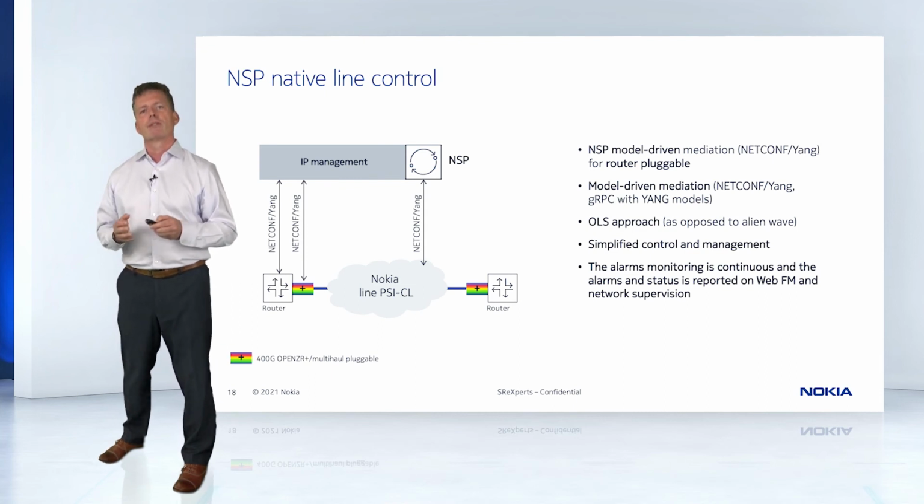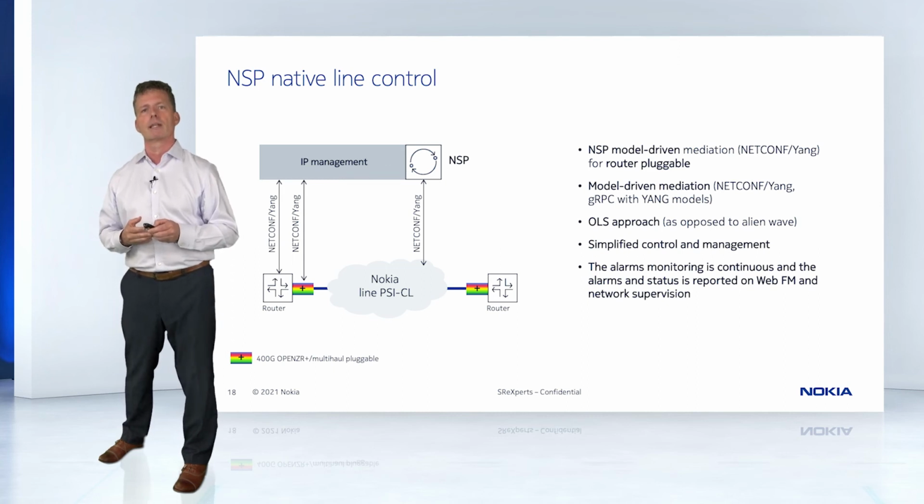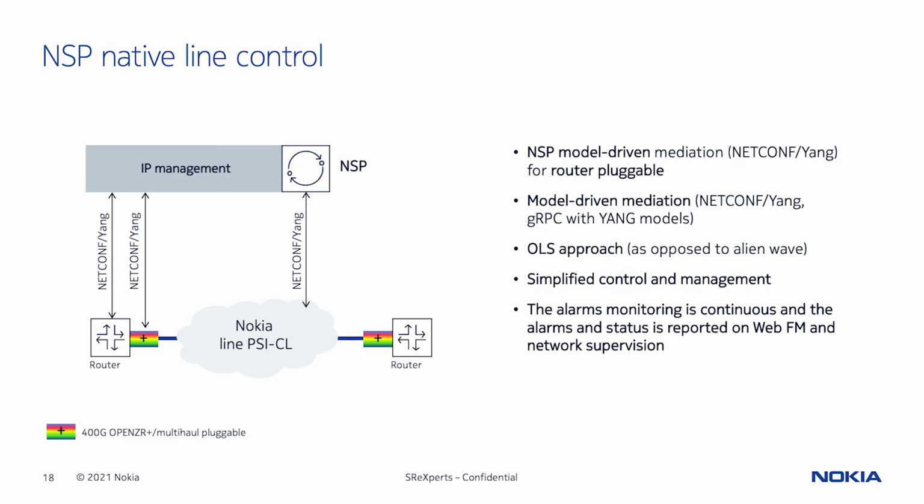So I want to briefly introduce a new optical line product that's coming this year called the PSI-CL, which is a compact line system that's model-driven and optimized for 400ZR links. The NSP can manage this line system in a model-driven approach for all elements of the link, avoiding alien wavelengths. This simplifies control and management and unlocks all of the NSP capabilities, including fault management and network supervision.